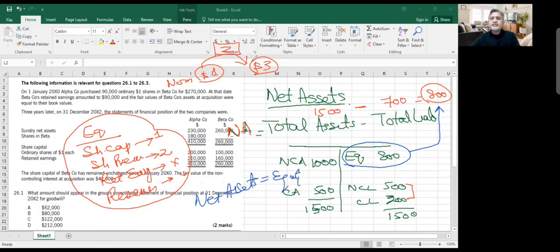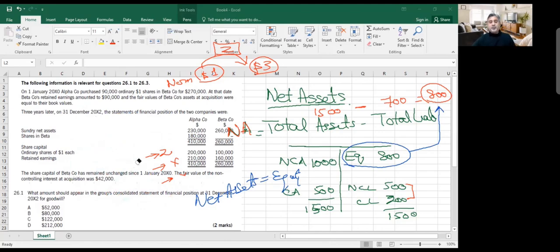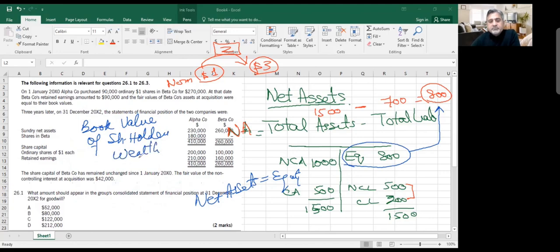Now, okay, we understand the definition. But what is it exactly? If we try to understand, you can consider that this is the book value. I'm not saying the market value. This is the book value of shareholders' wealth. Because you have assets of 1,500 and you have liabilities of 700. So you will sell all the assets, you will pay the liabilities, 800 is remaining, and this belongs to the shareholders. So equity belongs to the ordinary shareholders, not preference. Equity belongs to the ordinary shareholders.